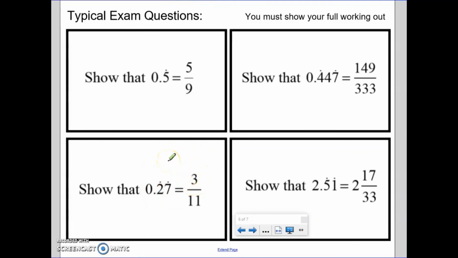So these are very typical exam questions. You pick up your marks for your method. So for each question, could you show me a full algebraic method? How do you get from the recurring decimal to the fraction? Could you pause the video at this point and have a go at all 4 questions, please?